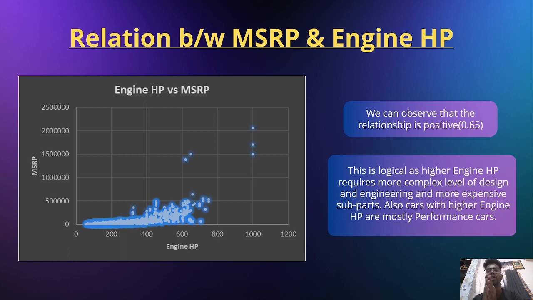So you can see that the luxury cars and performance cars have the maximum engine HP. You can conclude that this is a logical and valid inference.